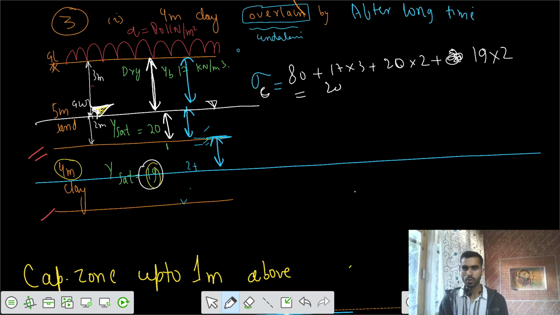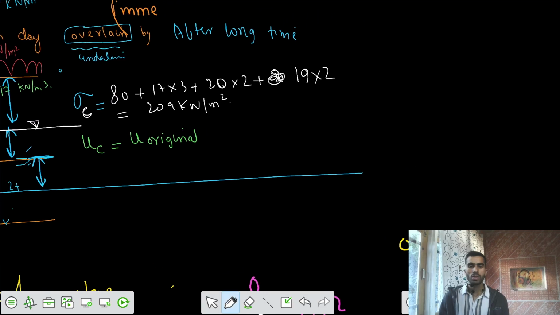Yeah, 209 kilonewton per meter square. That would be the same as that of the previous case. And if we talk about the pore water pressure, the pore water pressure at the center of the clay would be the actual original value of the pore water pressure. It would be original, because what's happening here? The water is trying to resist the change, the pressure gradient that got developed.